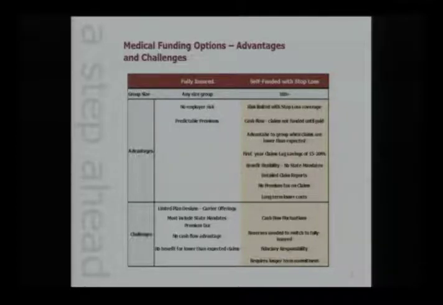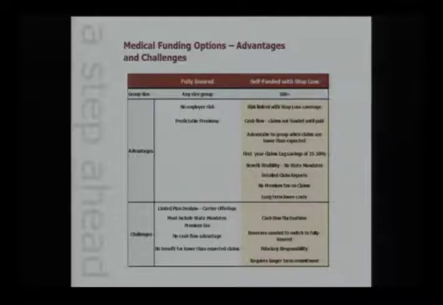With a self-funded method with catastrophic stop loss, you have the advantage that you can limit your risk for a catastrophic claim with stop loss insurance. You have a cash flow advantage, so that if you have good months and your claims run lower than expected, you get to recoup that savings. There's the advantage to the group when claims run lower.